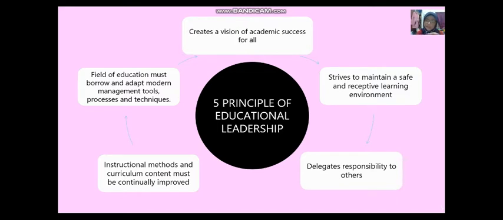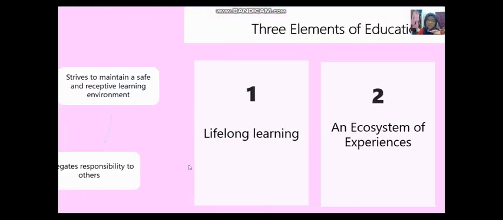The third one is to delegate responsibility to others. It's easy to understand as taking responsibility and accepting accountability. The fourth principle, instructional method and curriculum content must be continually improved. It cannot be macam tu je, tak boleh. Dia mesti diperbaikkan dari semasa ke semasa. And last but not least, the field of education must borrow and adapt modern management tools, processes and also teknik supaya dia tidak nampak seperti ketinggalan zaman.